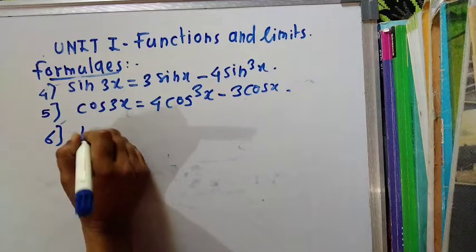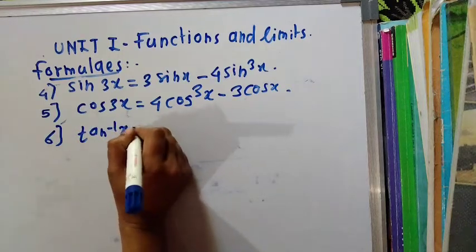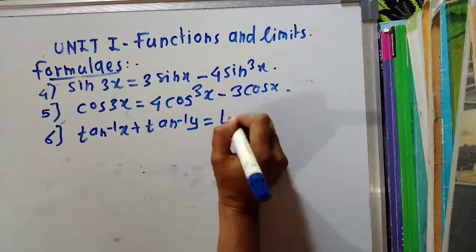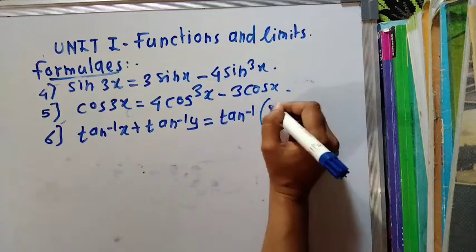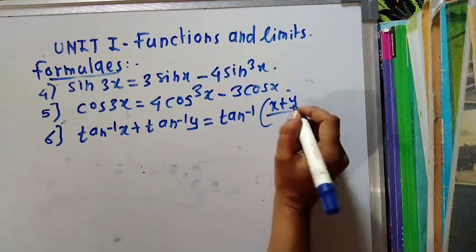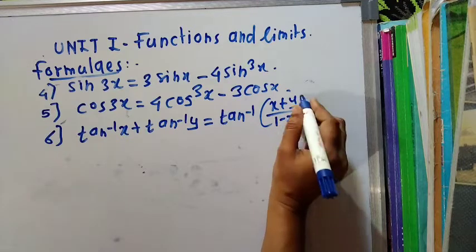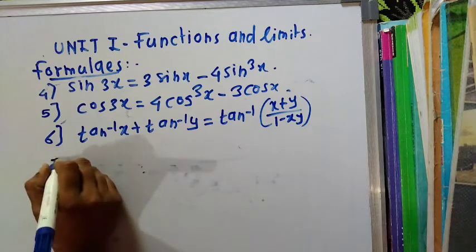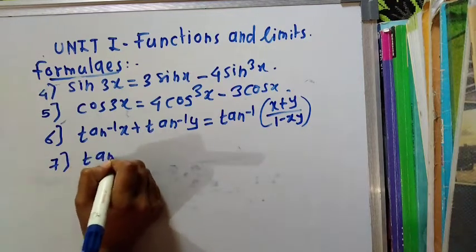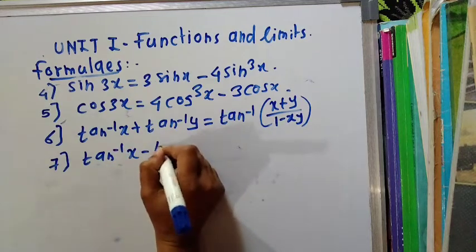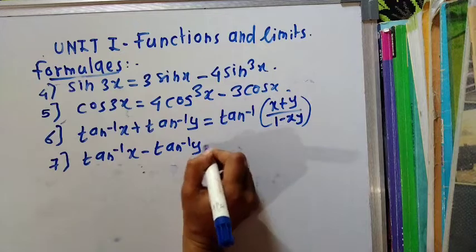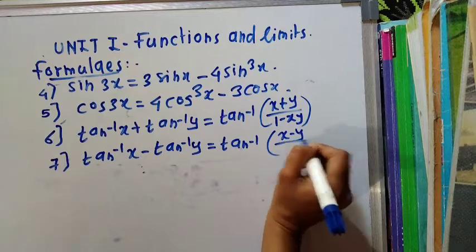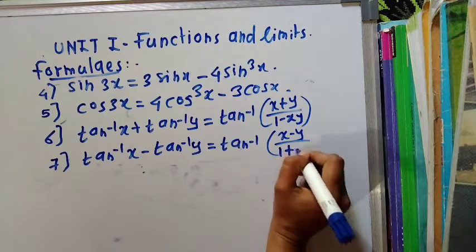Then next formula, tan inverse of x plus tan inverse of y, which is equal to tan inverse of x plus y divided by 1 minus xy. Then next formula, tan inverse of x minus tan inverse of y, which is equal to tan inverse of x minus y divided by 1 plus xy.